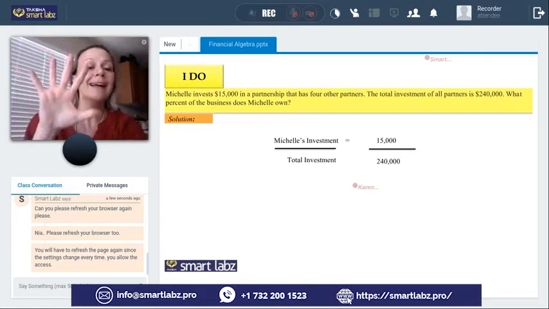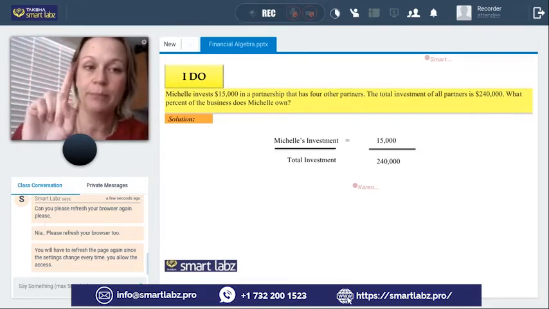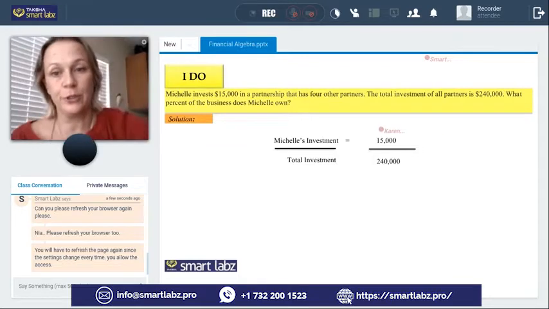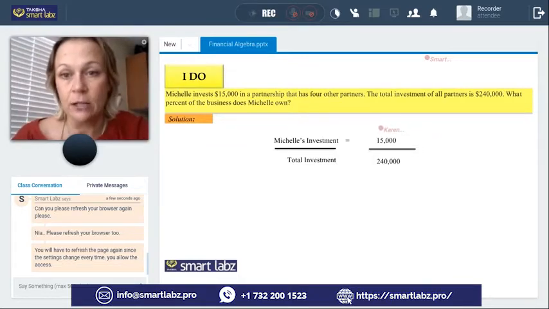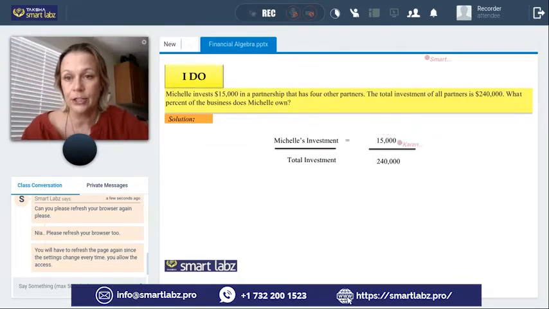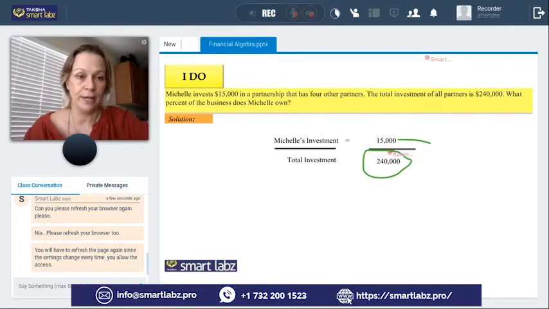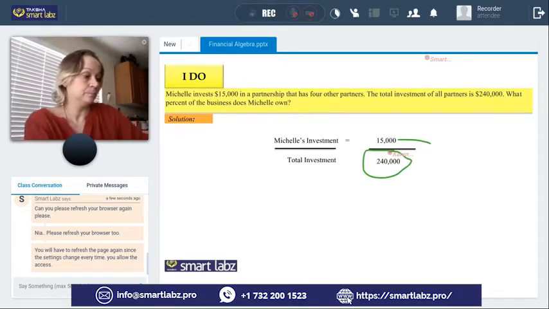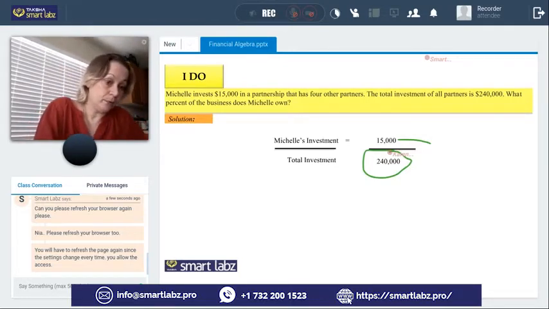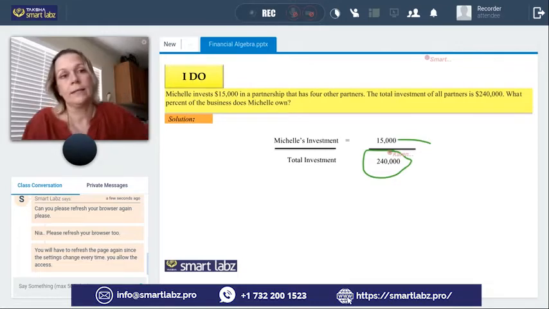That's right. Not that we really need to know that for the equation, because she invested $15,000, right? She invested the $15,000, and the total investment of all 5 partners is the $240,000. Okay. So at this point, we can either take away zeros and do it that way, or you can get your calculator out and figure it out. How would you like to do it today? Take away the zeros? Okay. All right.